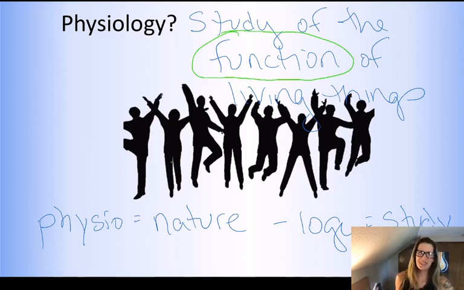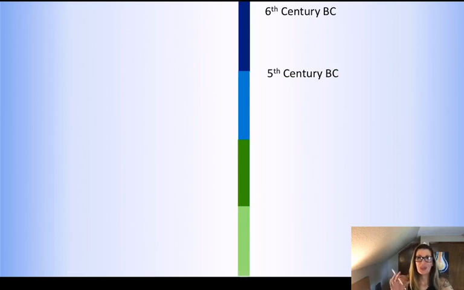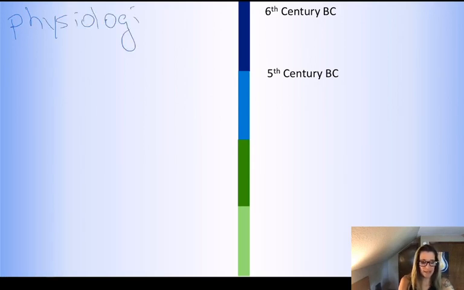Well, study of nature, that seems kind of a lot more broad than the function of living things. And that's because where physiology got its name, why it's called physiology, started way back in the 5th and 6th centuries BC with this group of Greek philosophers. This group of Greek philosophers are called the physiologi. And to me it kind of sounds like maybe they should have some sort of cool symbol and meet in secret or something. I don't know, maybe they did.